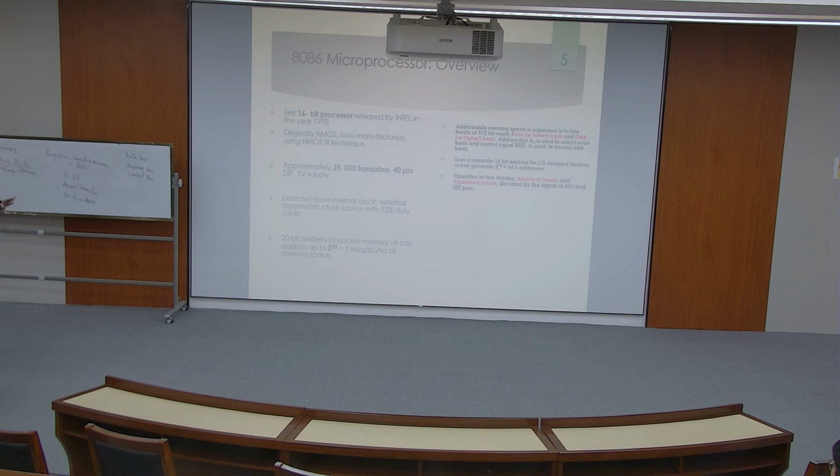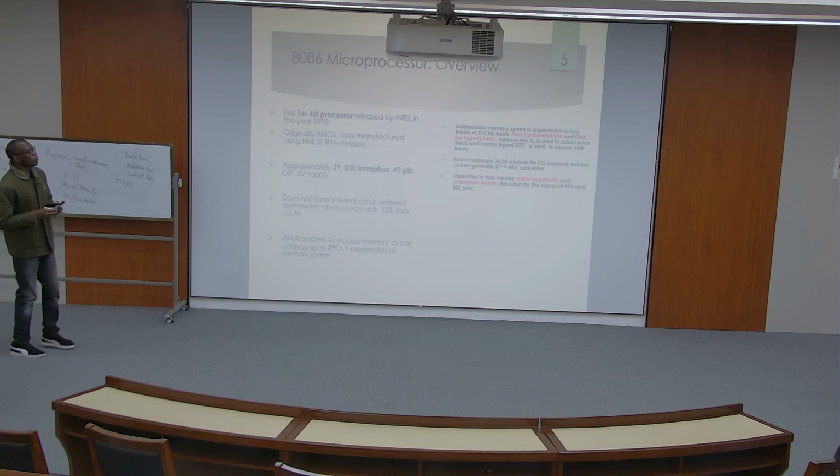That means it can address up to 2 to the power of 20, that is 1 megabyte of memory space. So the addressable memory space is also organized into different banks. Each bank is 512 KB.